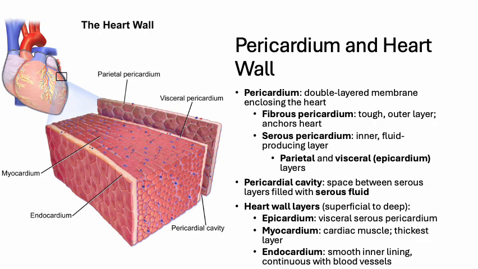Now let's look at the actual heart wall. There are three layers. The epicardium is the outermost layer and is part of the pericardium. The myocardium is the thick muscular middle layer and is responsible for the pumping action. It's composed almost entirely of cardiac muscle. Finally, the endocardium is a thin, smooth inner layer made of simple squamous epithelium. It lines the heart chambers and is continuous with the inner linings of the blood vessels, helping blood flow smoothly and preventing clot formation.